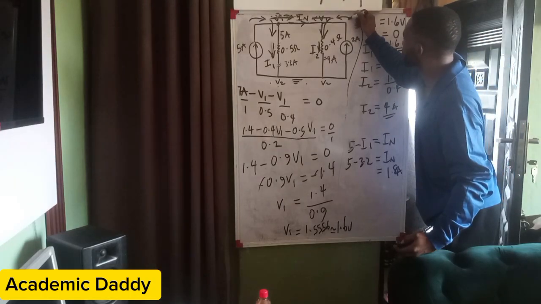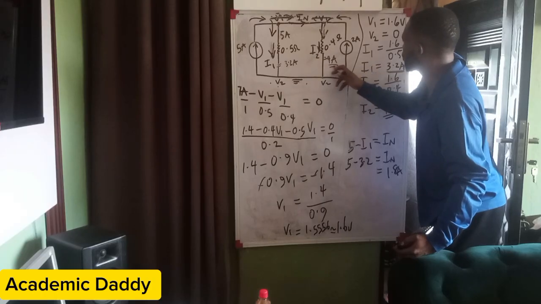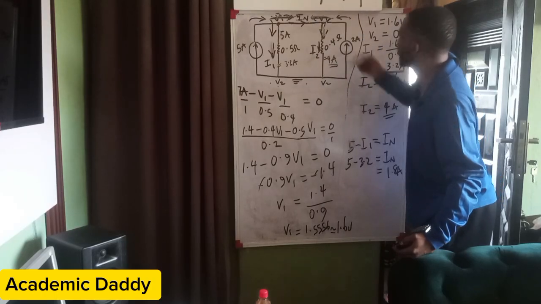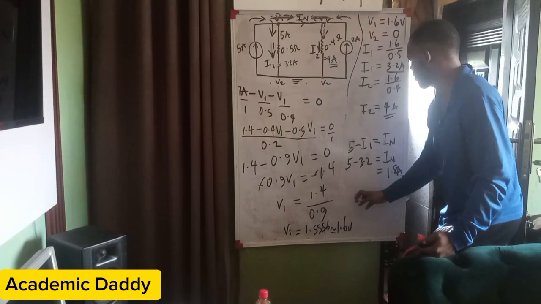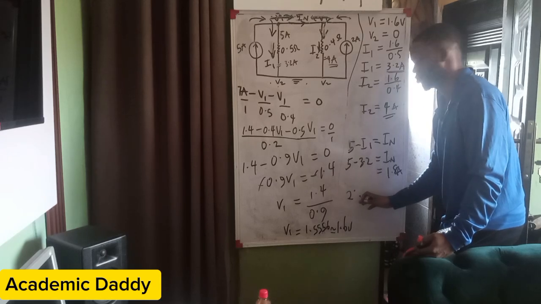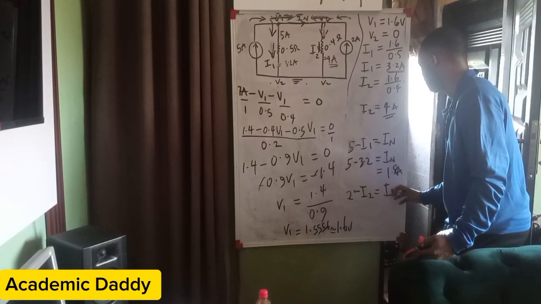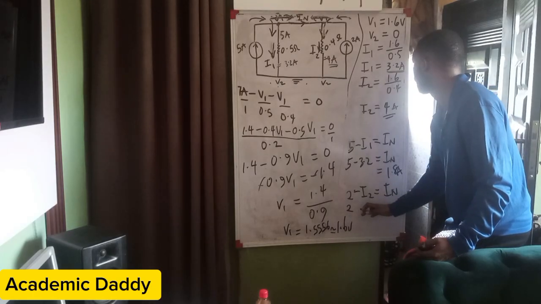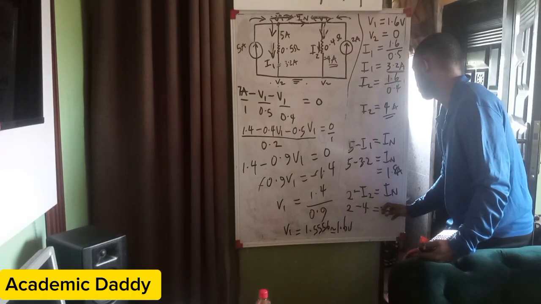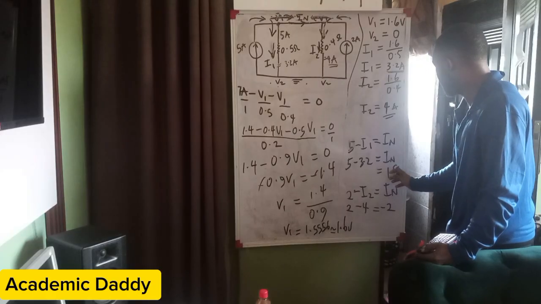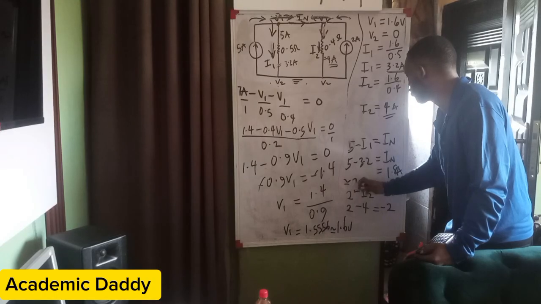Now let's check again. On this one, what is entering is 2 amps and what is leaving is 4 amps. What will continue is these 2 minus what is leaving here, so 2 minus I2 is also equal to IN. So 2 minus 4 is equal to minus 2. And remember, this 1.8 that I got is approximately 2 amps.